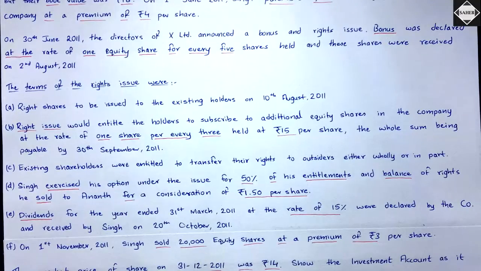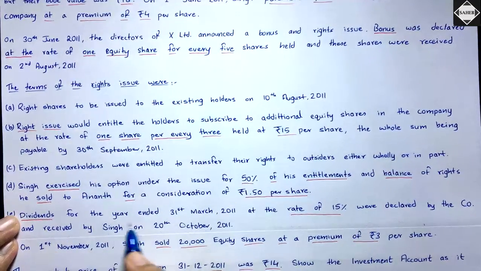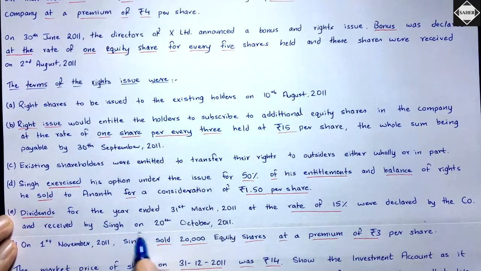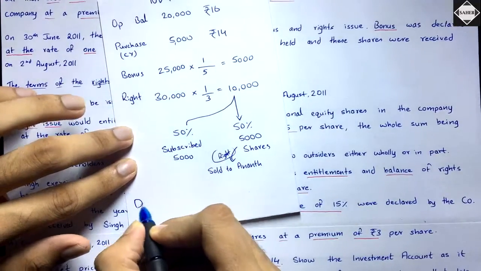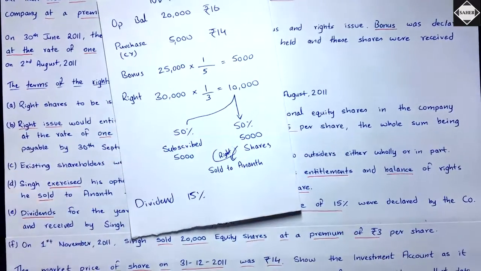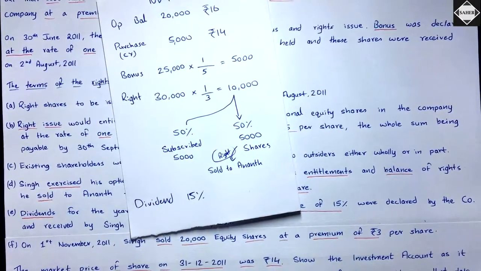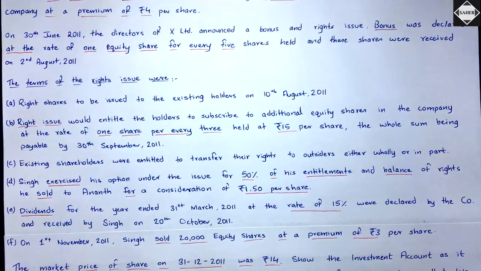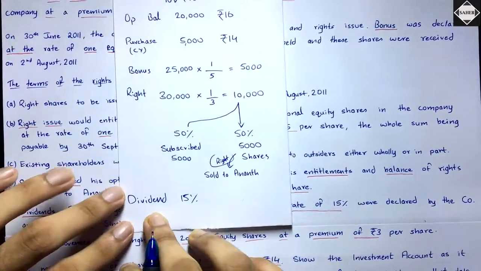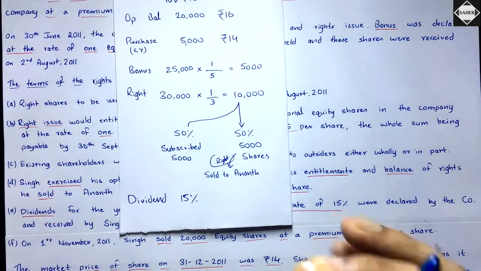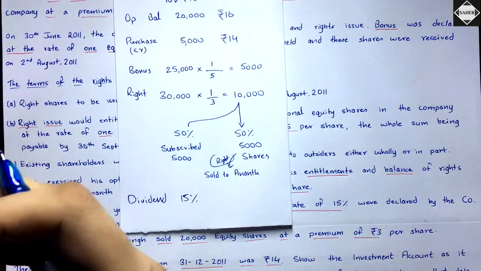Then, as you can see, dividends for the year ended 31st March 2011 at the rate of 15% were declared by the company and received by Mr. Singh on 20th October 2011. Now the dividend of 15% has been declared, and dividend is always calculated on what? Always on face value. The final dividend is always calculated upon the previous year's capital, whatever was outstanding in the company's balance sheet in the previous year on that equity share capital.